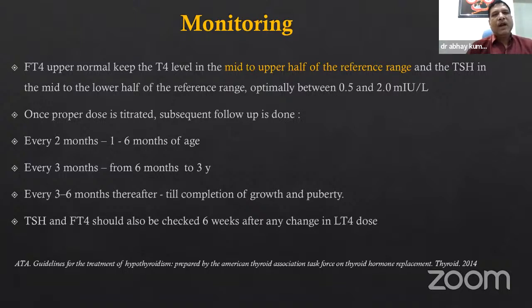How are we going to monitor? FT4 should be kept in the upper half of normal, and T4 in the mid to upper half, and TSH should be kept in the lower normal range, between 0.5 to 2. Once proper dosing is titrated, follow-up should be done every 2 months for the first 6 months, then every 3 months from 6 months to 3 years, then every 6 months thereafter till completion of growth and puberty. Once growth and puberty are completed, an evaluation once a year is sufficient, so TSH and FT4 should be checked once a year.